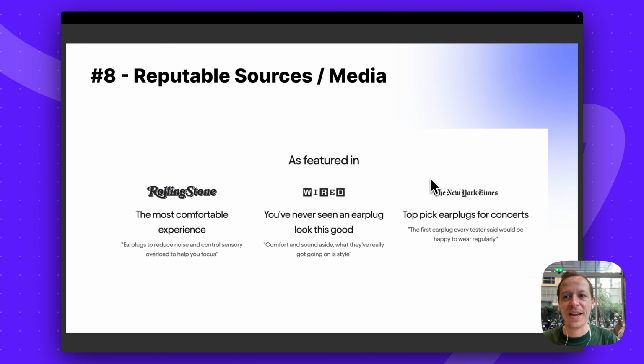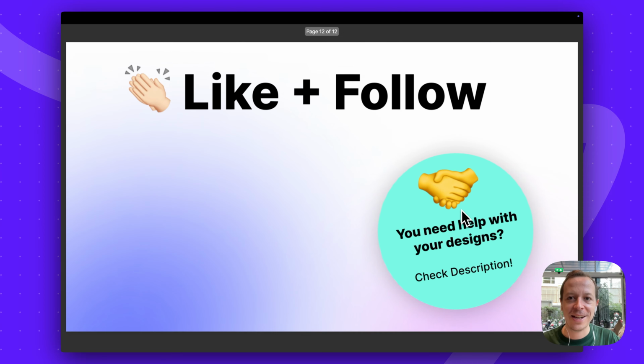And then number 8, reputable sources and media. So if a Rolling Stone, a Wired, or a New York Times is saying something bold or great about your company, put it on your website, because these are still very much trusted organizations. So if people are really seeing this on your website, conversion is very likely to increase.